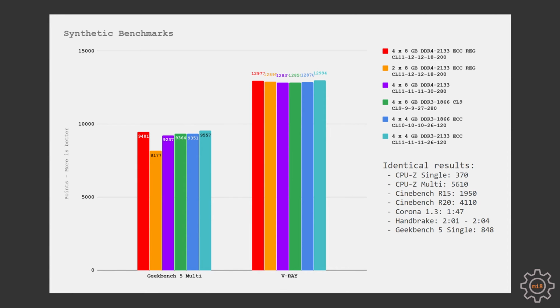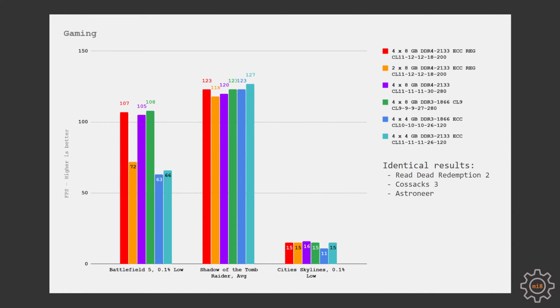How about games? I have tested all the games that I have hands on, and Red Dead Redemption 2, Cossacks 3 and Astroneer did not see any difference between all of the RAM configurations. The results were almost identical with a margin of error.